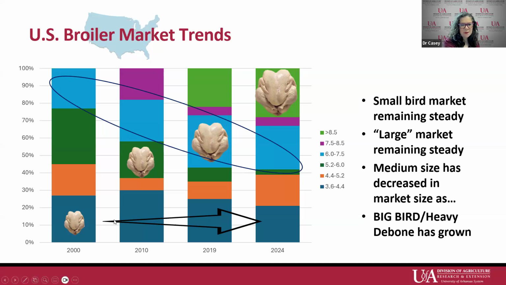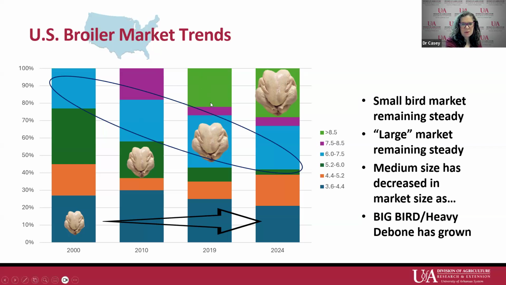It's remained pretty steady over the years, really since 2000, in terms of the percent of the market. There's been a little bit of decline in more recent years, but fairly steady. If you look at this bird represented in the 5.2 to 6 pounds range, I'm talking in pounds today, it has decreased significantly since 2010, so a very small percentage of the market in current time. The bird that's about 6 to 7.5 pounds has remained fairly steady, so the amount of birds produced in that market is about the same over all those years.